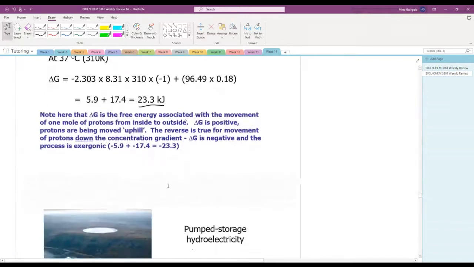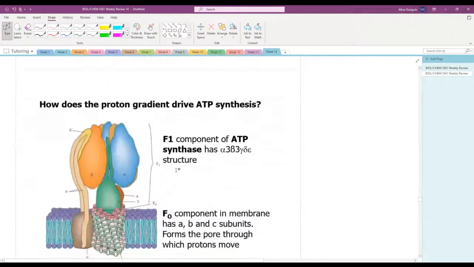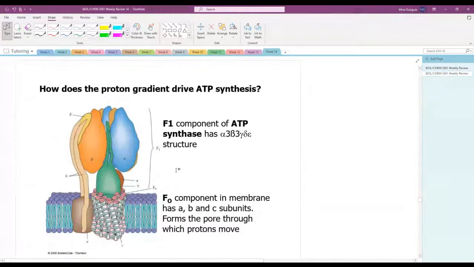Therefore, we can use that energy. This is potential energy. And again, these are a lot of things that kind of help us, but I'm not going to spend too much time on them. All right. So now we're finally going to look at the last part of the electron transport chain. The part that actually, the payoff, as I've been calling it, the thing that makes ATP for us, ATP synthase.